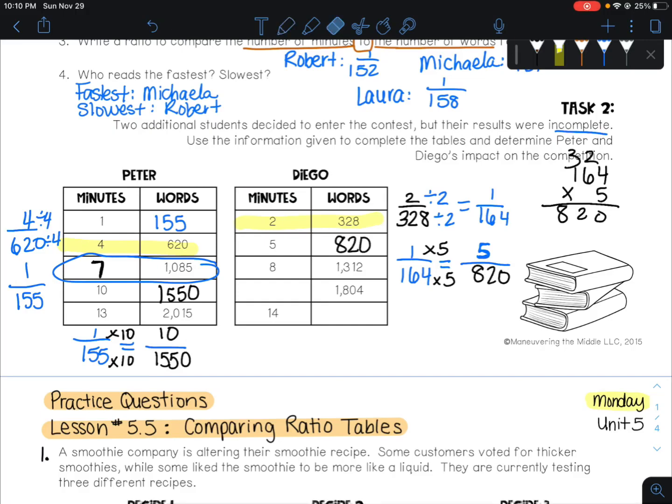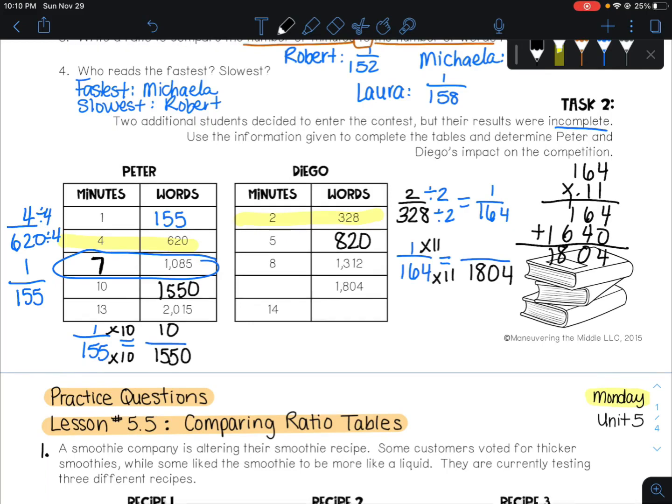Okay, now use the same exact setup, but instead of the 5, now we have 1,804, and that's words, so I'm going to put it on the bottom. We need to know how many times does 164 fit into that. I'm going to guess maybe like 11 times. Let's see. So 4, 6, 1, add your 0, 4, 6, 1. We get 1,804. Perfect. So it fit in 11 times. And again, I'm just guessing. I kind of looked here to see that it would be between 8 and 14 and guessed at 11 to see that that would work. 1 times 11 is 11.